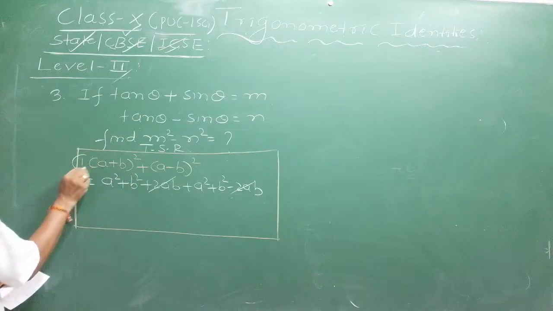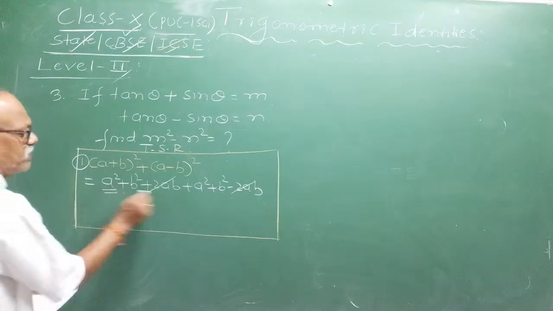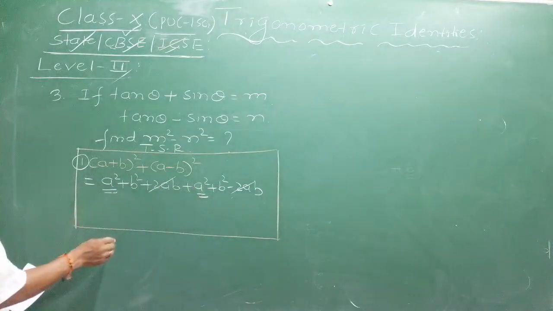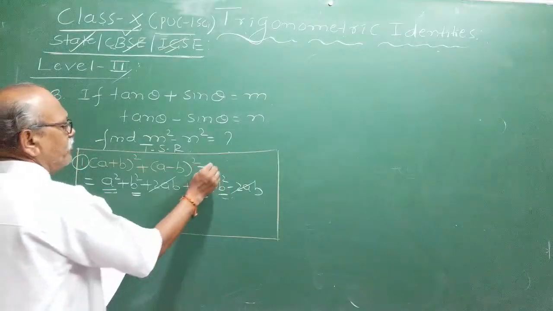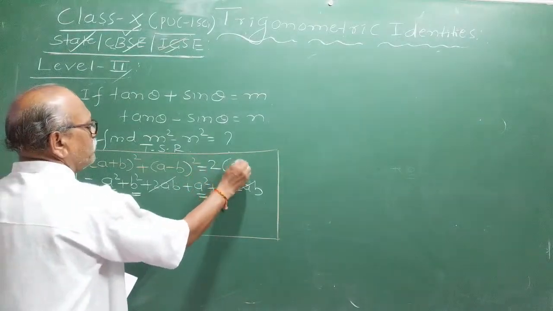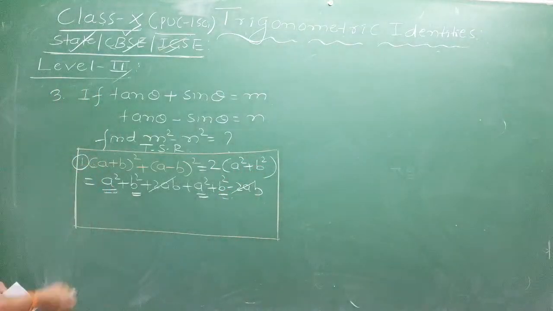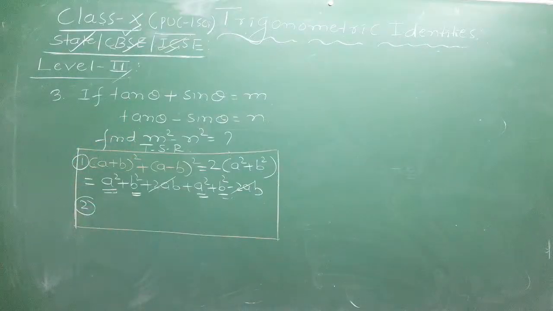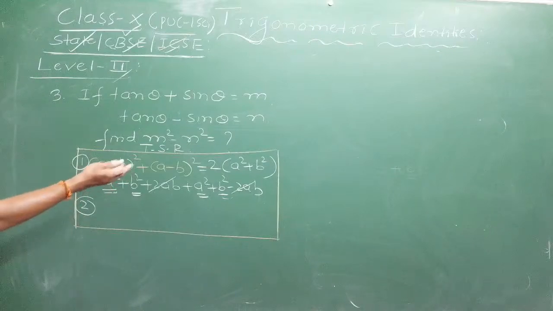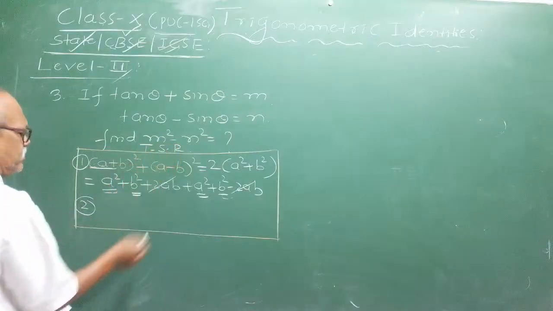Now you get (a plus b) whole square plus (a minus b) whole square becomes a square plus a square, which becomes 2a square, and b square plus b square becomes 2b square. If you take 2 common, you will get 2 times (a square plus b square). Remember this identity. That is going to help you to solve such questions. You studied this at school level, in 8th standard, 9th standard, you studied identities, and these are shortcuts, time saving results.